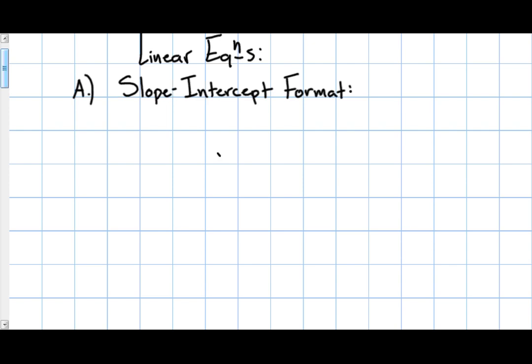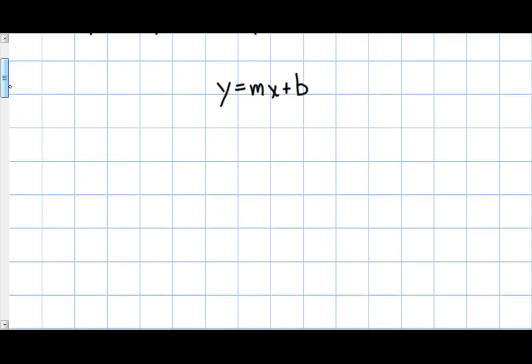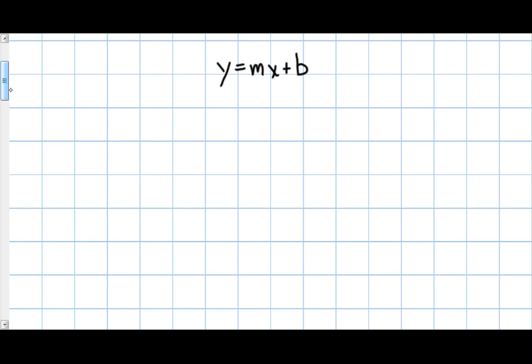Now, slope-intercept format, you might have heard it before. Y equals mx plus b is really nice because you can graph a whole equation, or you can know what the whole equation looks like without ever actually plotting a point or having to plug things in.